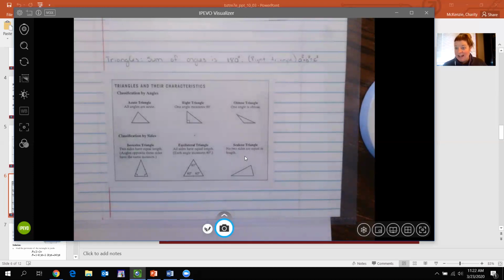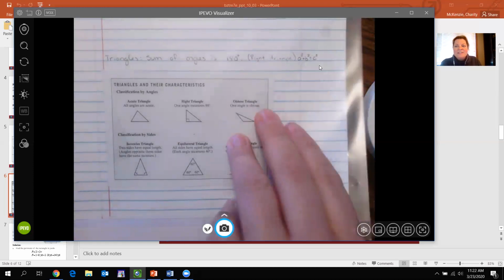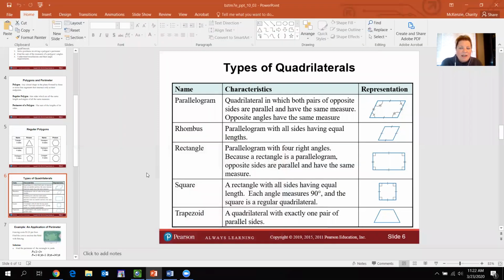But here we are. We have our triangles. Okay, so minimize this. Then we're going to go into the characteristics of our quadrilaterals. Our first one is the parallelogram. You could print this off, or write it down in your notes and pause my video. But what is a parallelogram? It just means opposite sides are parallel. It also tells you opposite angles are congruent. Congruent just means equal in measure. So I throw that word at you.